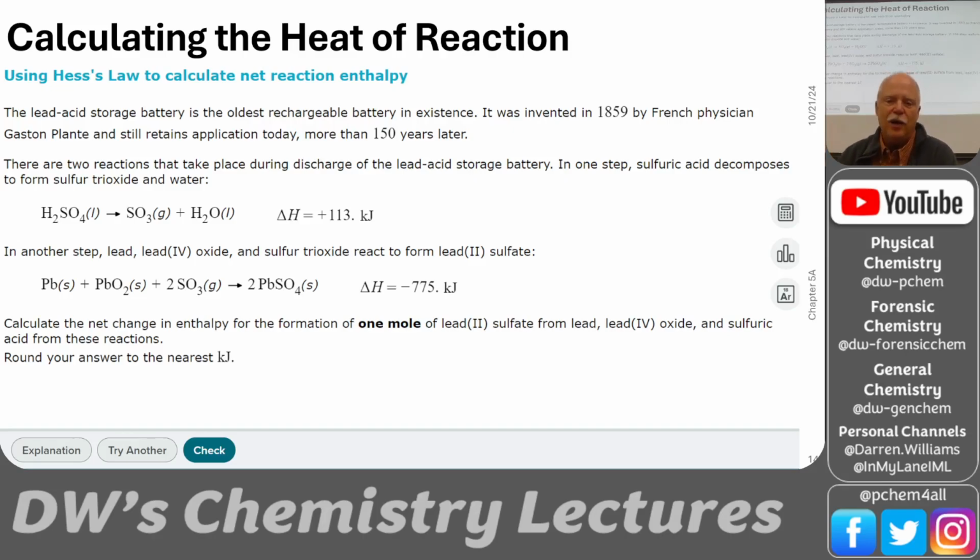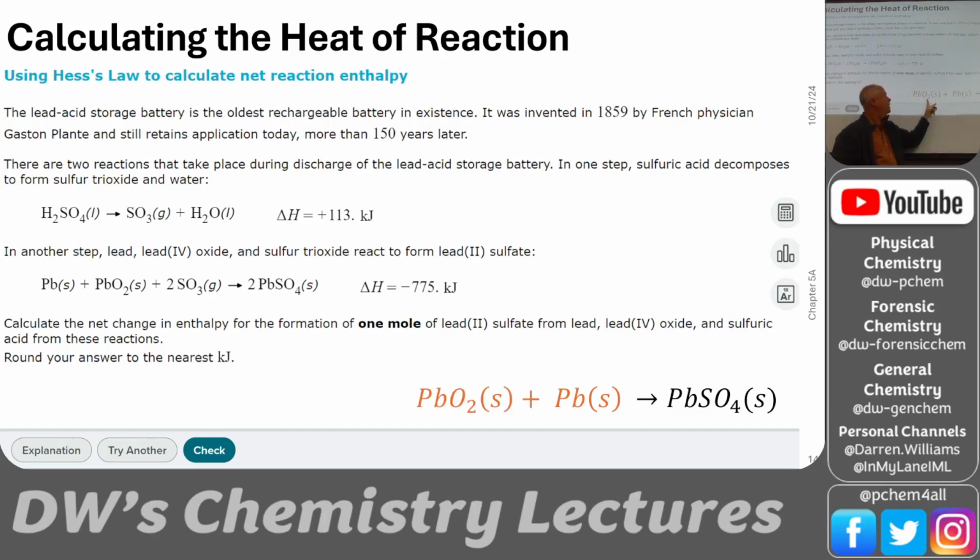So let's analyze now what Alex is asking us to do. Calculate the net change in enthalpy for the formation of 1 mole of lead sulfate. So that's important. So this is the formation of. So this is going to be the arrow, right? We're going to form 1 mole of lead sulfate. From. That tells you we're talking about reactants now. From lead, solid, okay? From lead-4 oxide, okay, here. And from sulfuric acid. So these have to be on the reactant side.